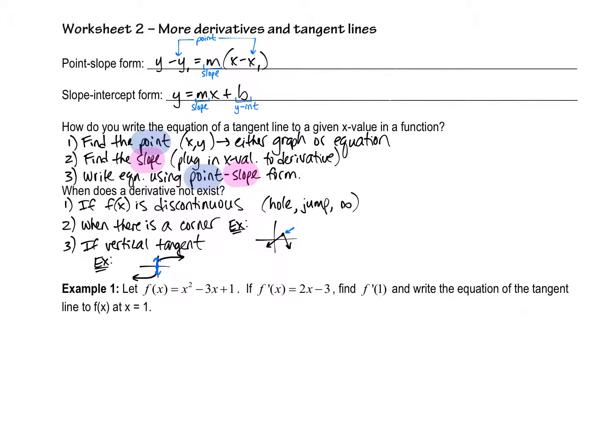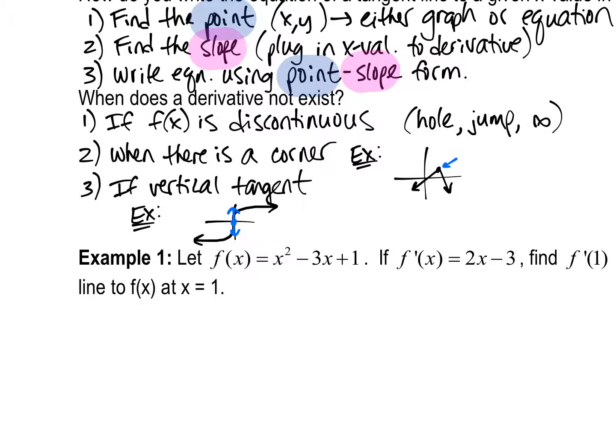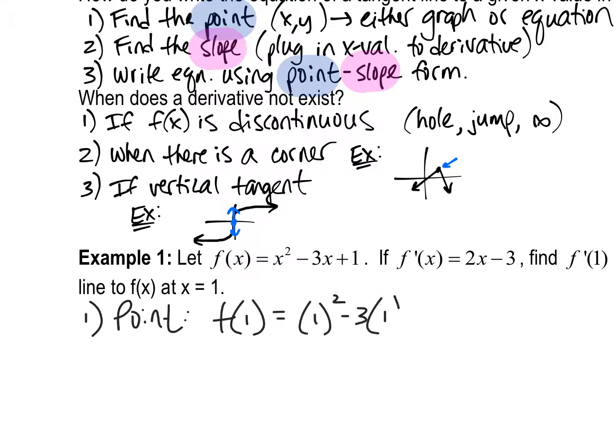Okay, we're going to go right into example number 1. So it says find f prime of 1 and write the equation of the tangent line to f of x at x equals 1. So following our steps that I wrote up here, the first thing we're going to do is find the point by plugging in the x value to the equation of the original function that we're given. So step 1, find the point. I'm going to plug in 1 to f of x. So that means f of 1 equals 1 squared minus 3 times 1 plus 1, which is negative 1. Okay, that point is what I'm going to use when I write my equation.